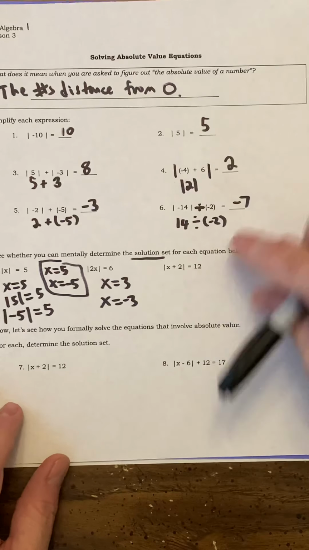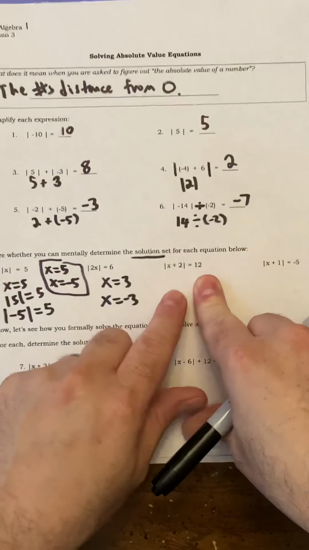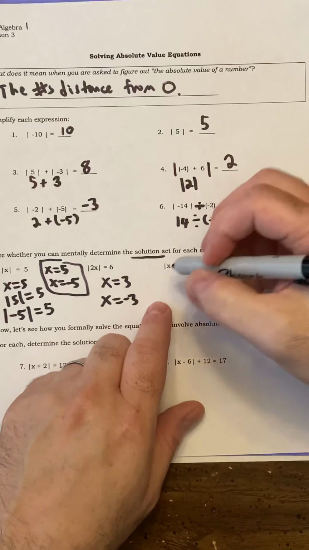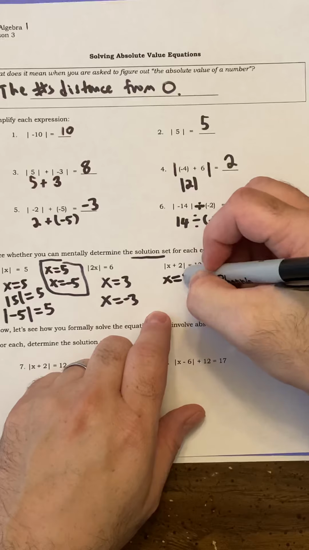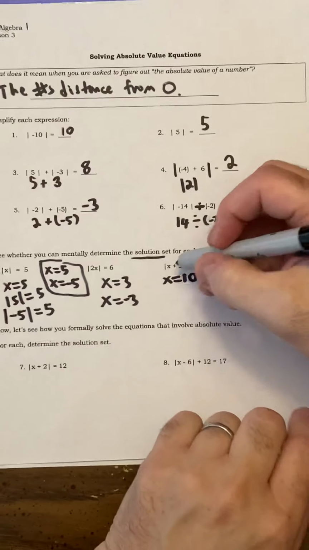Let's try the next one. Can you think of a value for x that will make this true? What plus 2 equals 12? Okay, everybody knows x would be 10. 10 plus 2 equals 12. But is there another value that will make this a true statement?